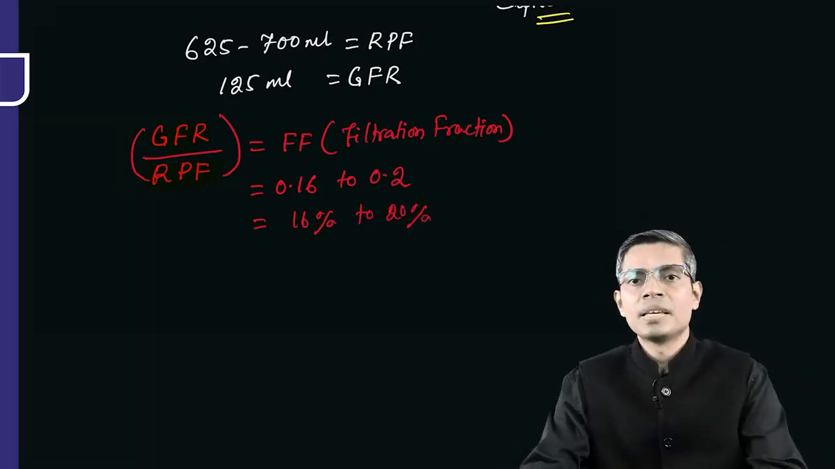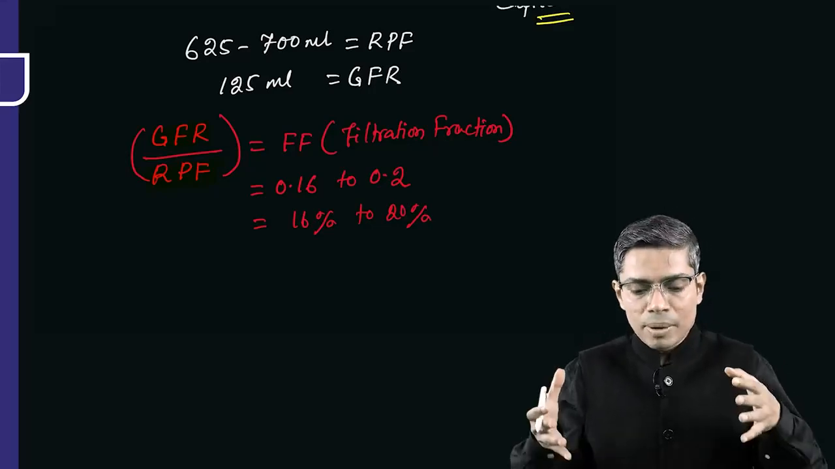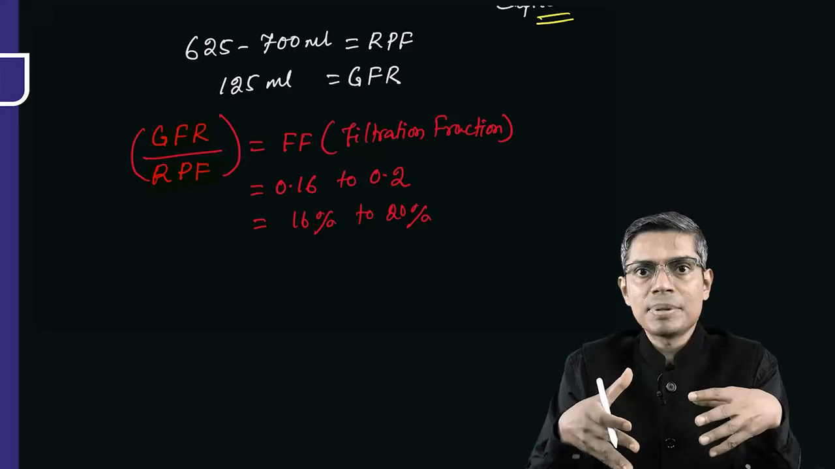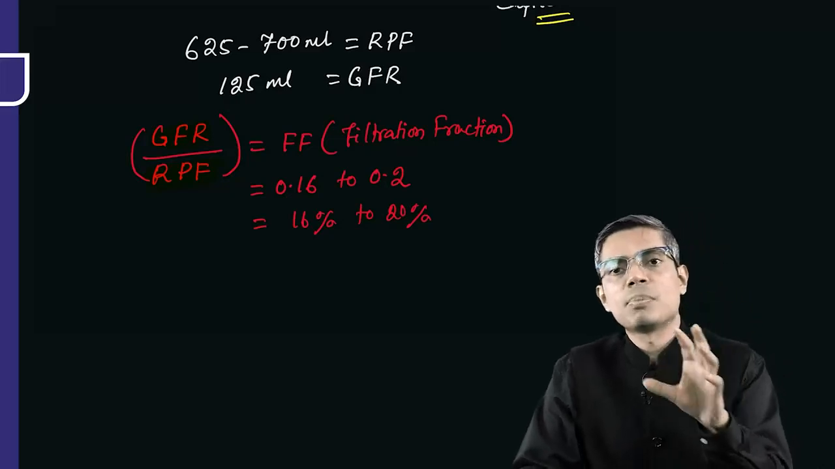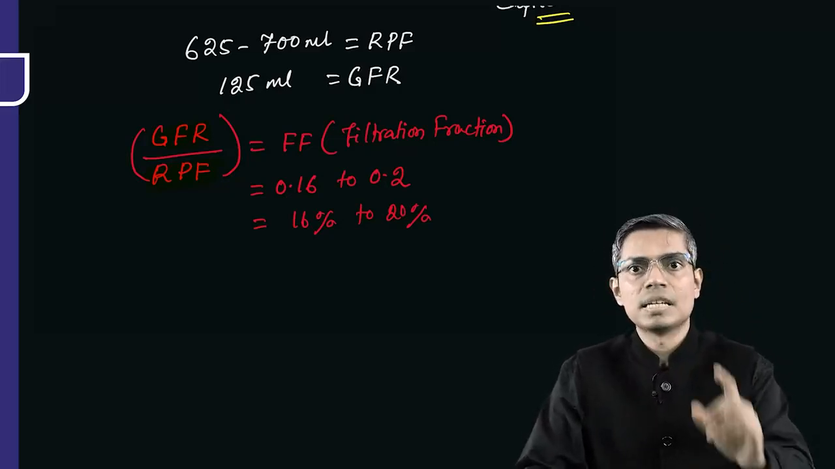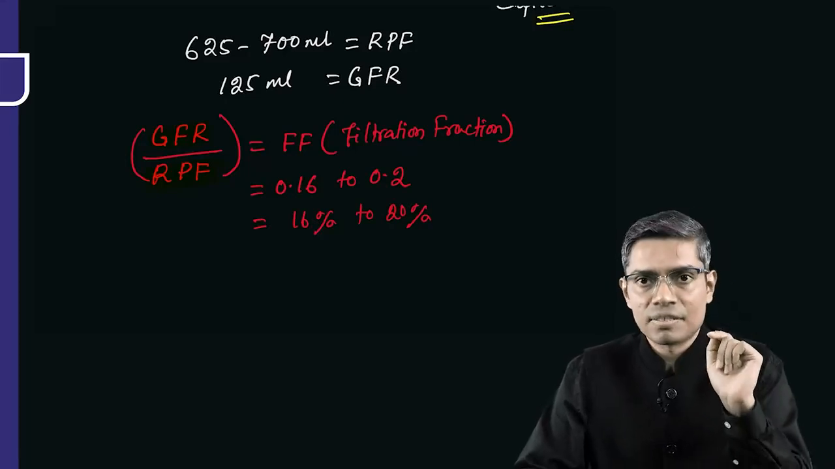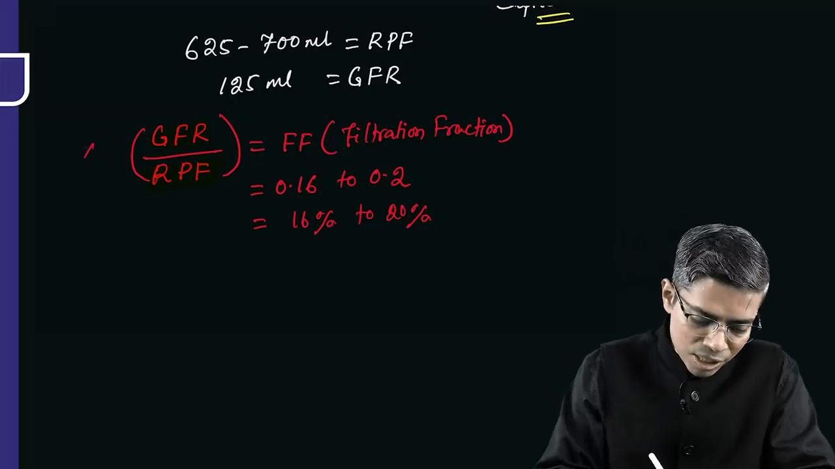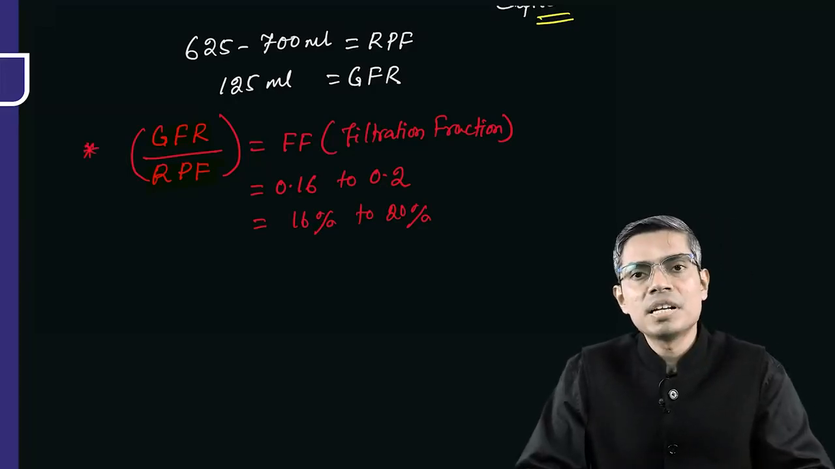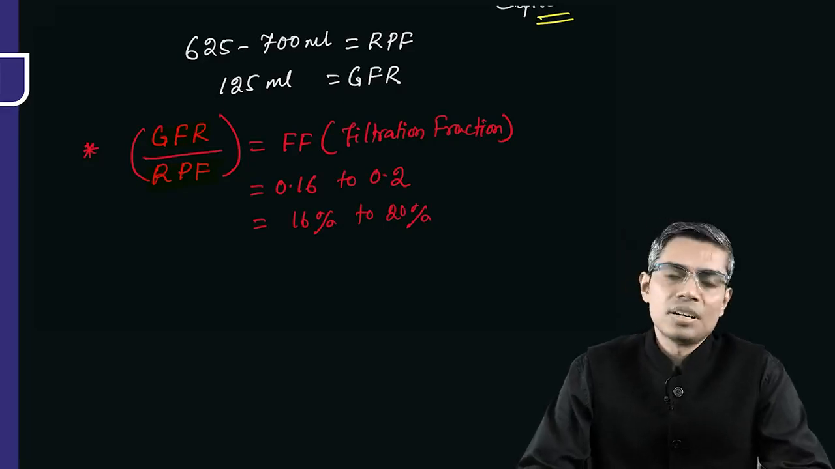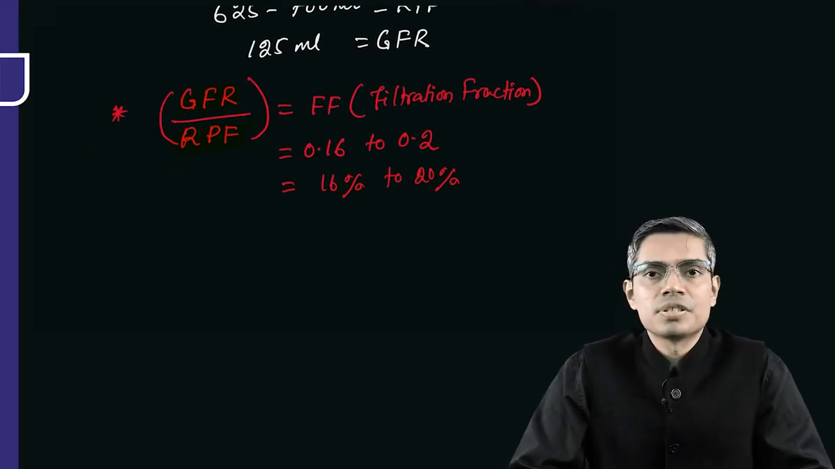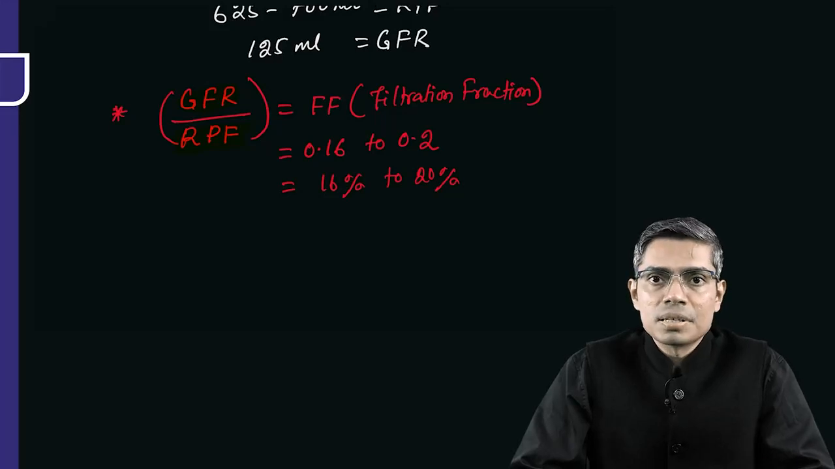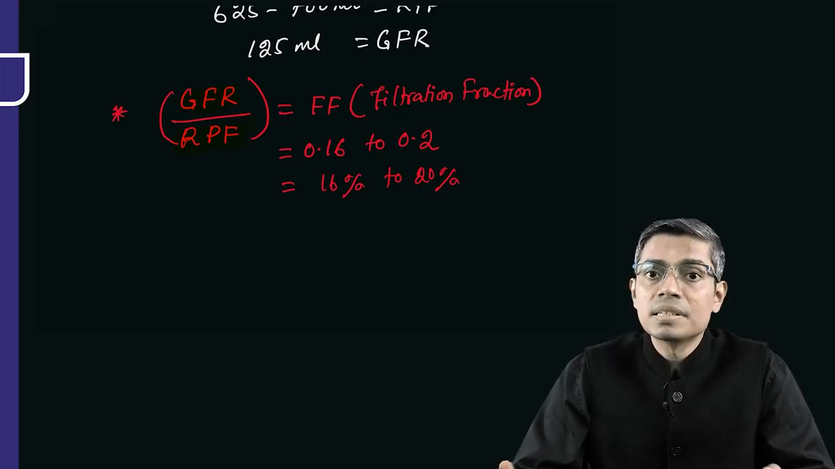What is the meaning of that? It means that in 1 minute, of whatever amount of plasma is entering your glomerular capillary, only 16 to 20% of the plasma will get filtered. That is the meaning of filtration fraction. Filtration fraction is an MCQ. You have to remember GFR upon renal plasma flow is nothing but your filtration fraction. Now, after discussion of GFR and the factors determining the GFR, we have to discuss the regulators of GFR, meaning how the GFR is regulated.